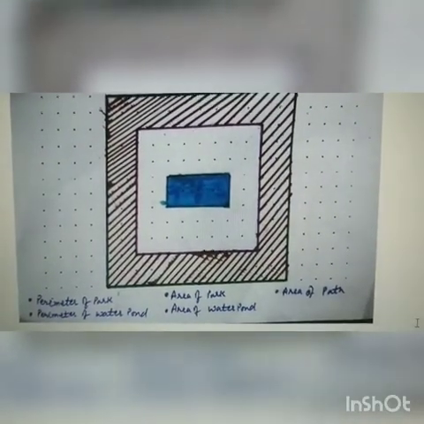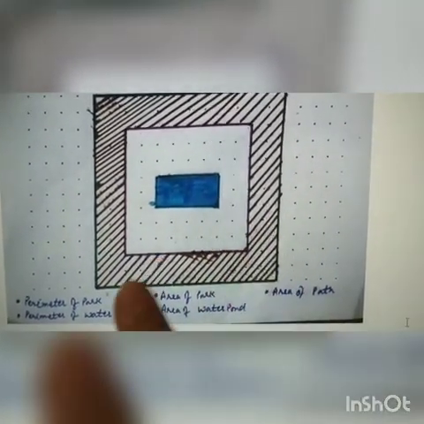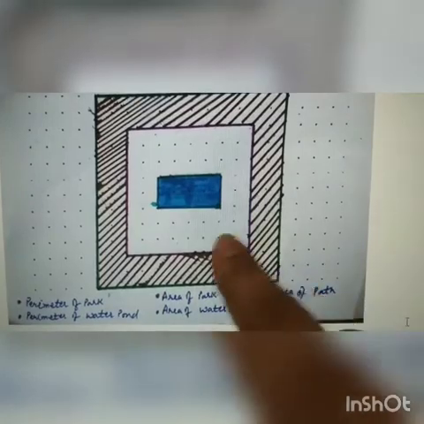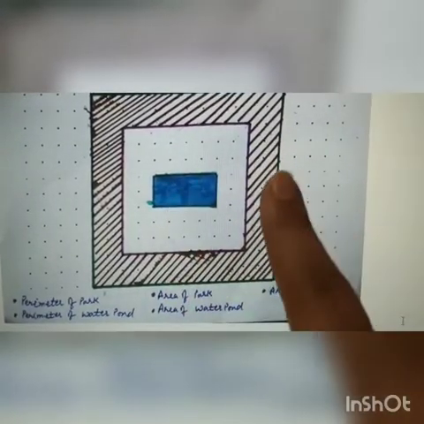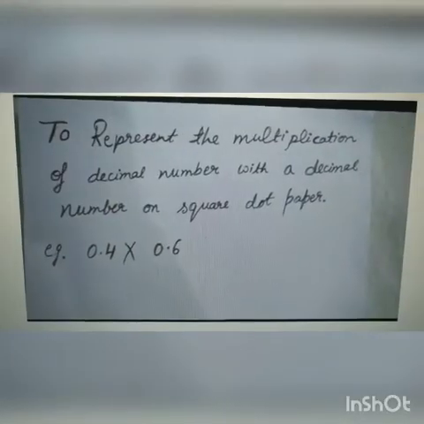Next, with the help of this dot paper, you can find the perimeter of the park, area of the park, area of this path also, perimeter of this water pond and the area of this water pond. So like this you can use this dot paper.